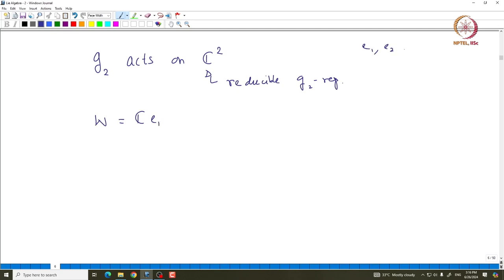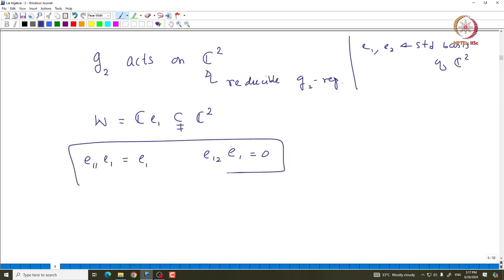So let us say E1 and E2 is the standard basis of C2. Then if we take the span of E1, which is W, this is a proper subspace of C2. Then one can easily see that E11 acts on E1 as just E1, with eigenvalue 1. Then if you take E12, which is acting on E1, it will be 0, okay, just a simple matrix multiplication. So that tells you that because G2 is the span of E11 and E12, which is the non-abelian two-dimensional algebra, this subspace spanned by E1 is indeed a submodule.